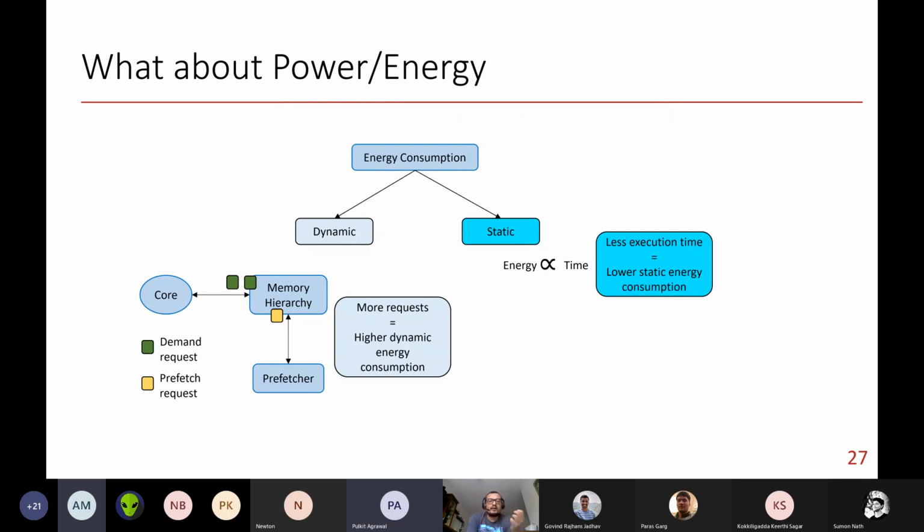So if you can reduce your execution time, then your static energy will go down, because your program finishes faster. So that done, right? Your energy per application will go down.